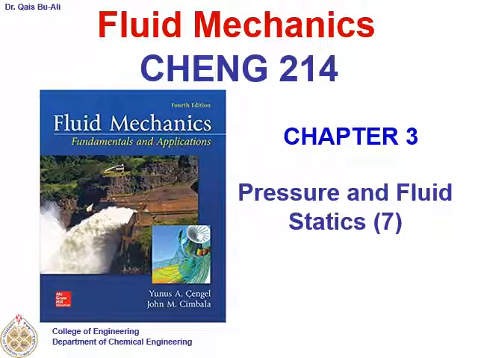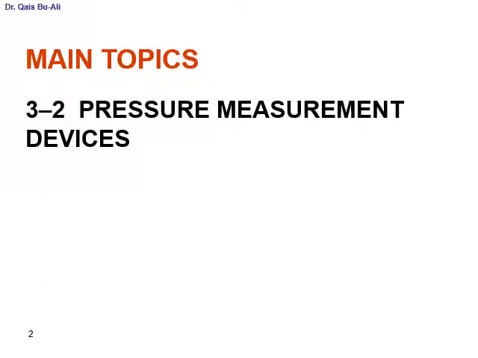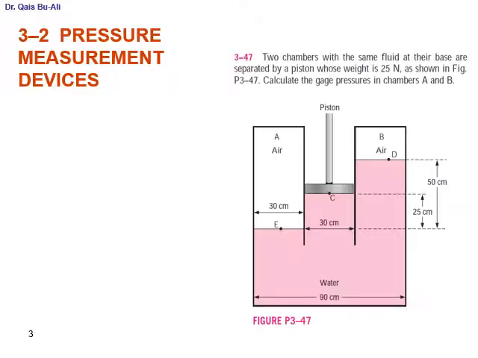And now this is the 7th lecture in fluid statics, in chapter 3. We are still in section 3-2, which is about pressure measurement devices. Now this is an example that I want to discuss with you. What do we have in this example? Let us read it together.